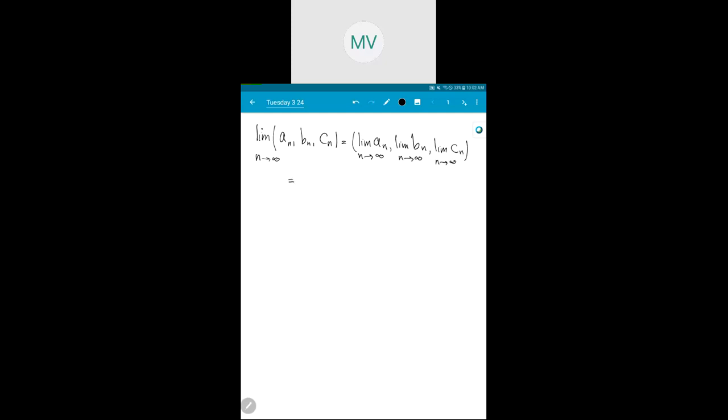But the thing is, if one of them diverges, the whole thing diverges. The whole vector diverges. In fact, this converges if all components converge. If one of them diverges, then the vector diverges.